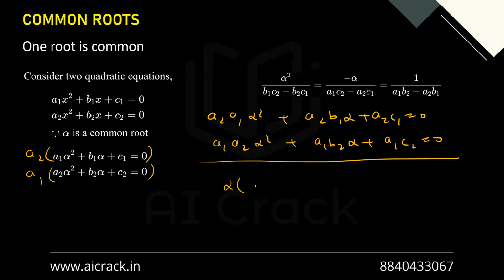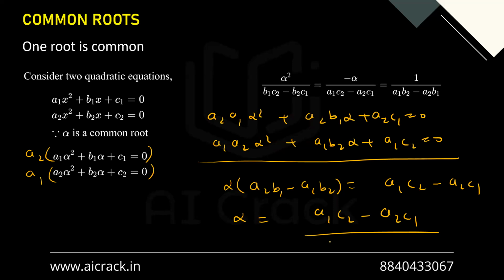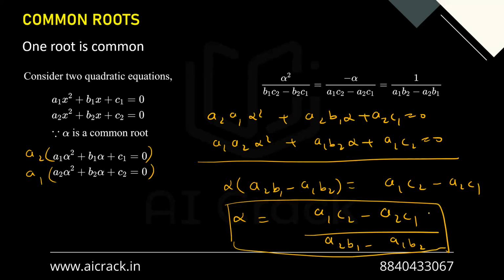We'll be getting alpha times (a2 b1 minus a1 b2) equals to a1 c2 minus a2 c1. Okay, so alpha would be (a1 c2 minus a2 c1) divided by (a2 b1 minus a1 b2). Okay, we have got this value of alpha. Now if you look at this part of the equation, we'll also get the same value. We have minus alpha over here, and we have a1 b2 minus a2 b1, but in the denominator over here we have a2 b1 minus a1 b2, right? So if you remove this minus alpha from here, you will get the same value over here.